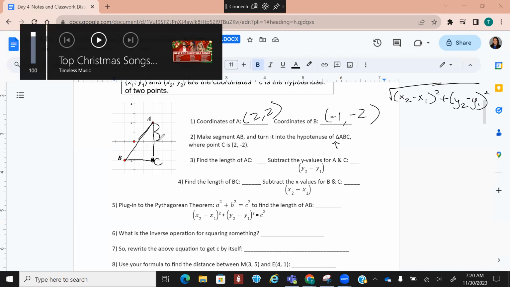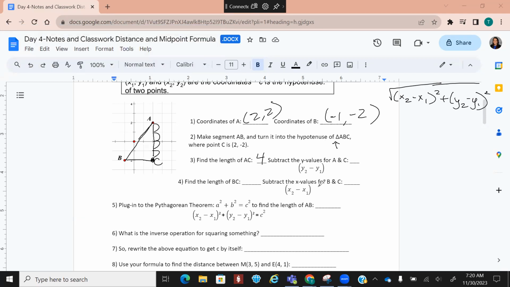So how much of a distance is this guy? 4. Good answer. Okay. Now subtract the y values for A and C. So for A, we had 2. For C, we had -2. So that's going to give us 4.